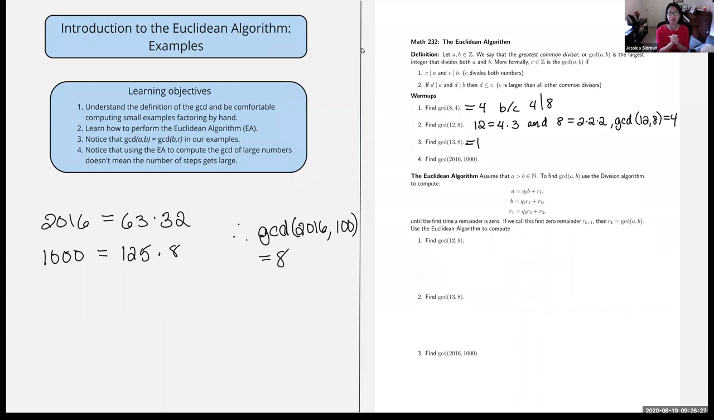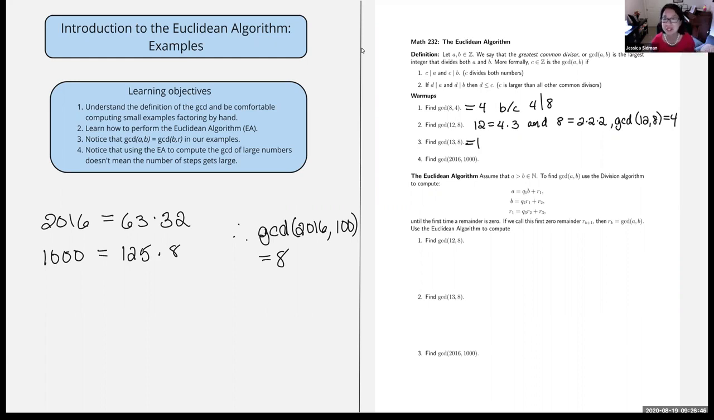Well, instead of factoring, we're going to use the Euclidean algorithm, and we're going to use the Euclidean algorithm on each of these 3 problems and see how it works, first of all, and then try to sort of analyze the steps, even though there won't be too many steps to analyze.